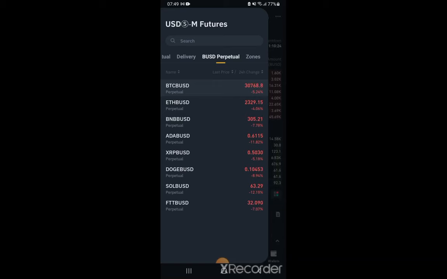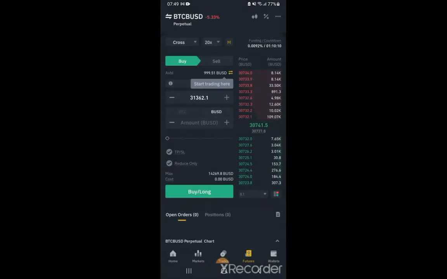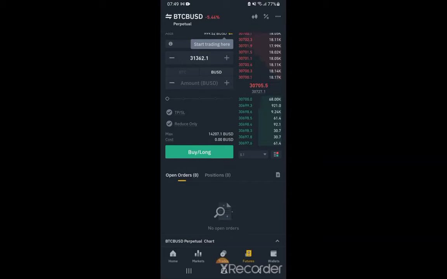So I can do the same, and I can trade USDT margin here. I can trade BUSD margin here. So it's as simple as that, using the multi-asset mode on your mobile device.